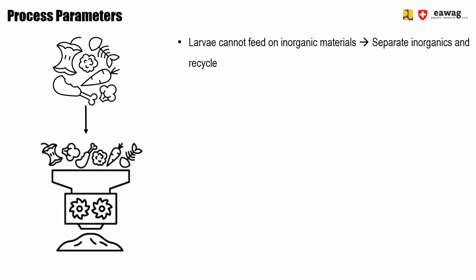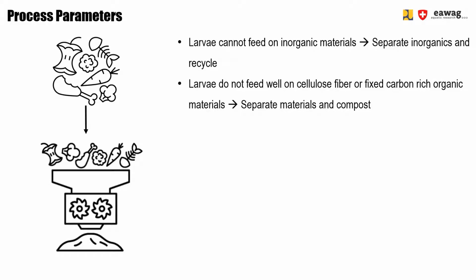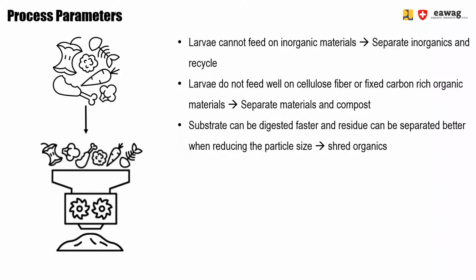The BSFL do not feed on the inorganics, so we separate them out and recycle them. For the materials that are not suitable for BSFL, the larvae will partly feed on them, but they don't feed on them well. And what then happens is that eventually the material still partly keeps its original form in the residue, which, as I mentioned to you before, could disrupt the harvesting process. So we separate out these organic materials and we compost them. Then the substrate that can be fed to the BSFL can be digested faster, and the residue can then be separated after it because of the reduced particle size when we shred the organic waste before.